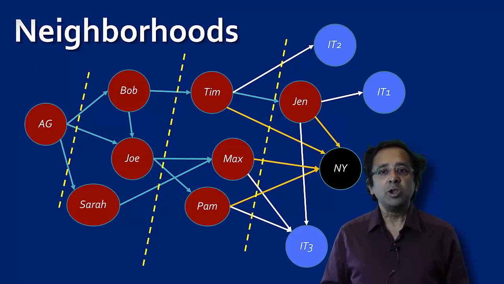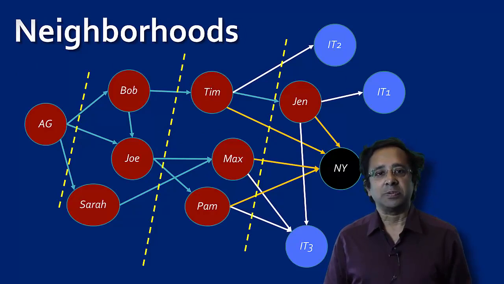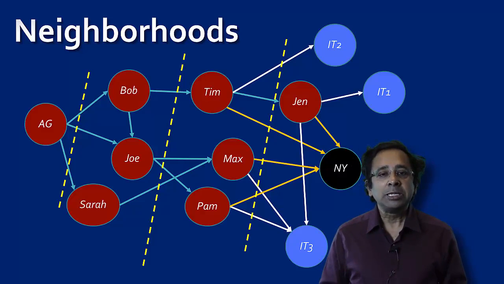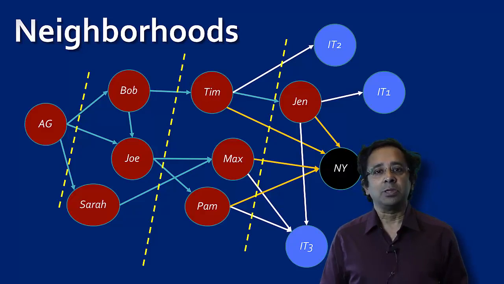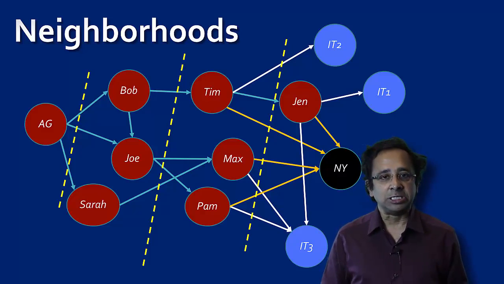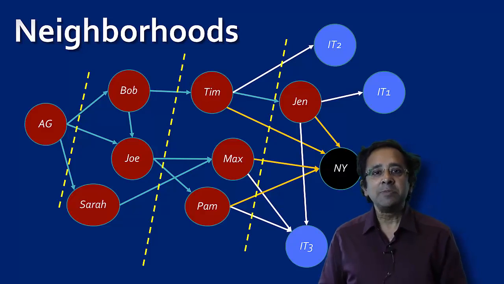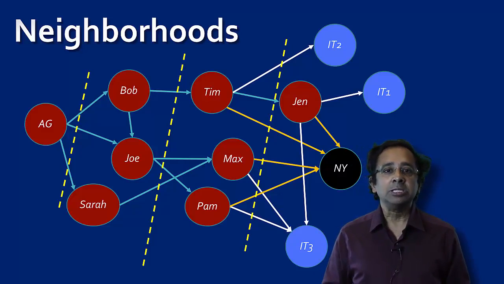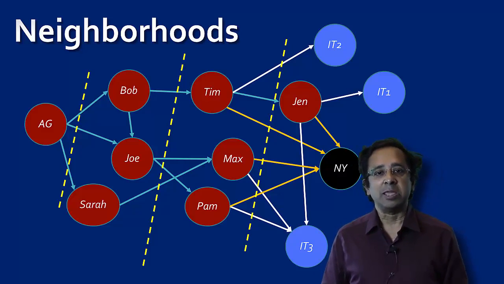The neighborhood of a node n in a graph is a set of edges directly connected to it. A k-neighborhood of n is a collection of edges between nodes that are at most k steps away from n. So going back to our mini social network graph, Bob, Joe, and Sarah are the first neighbors of AG, while Max, Tim, and Pam belong to the second neighborhood and not the first neighborhood of AG. Finally, Jen is a third-level neighbor.